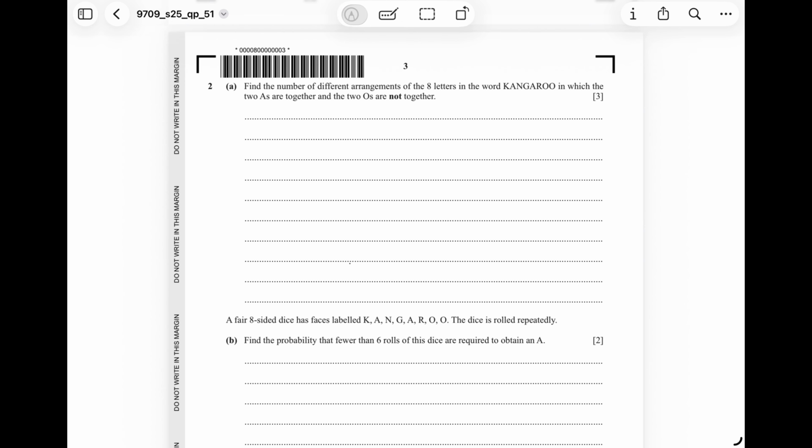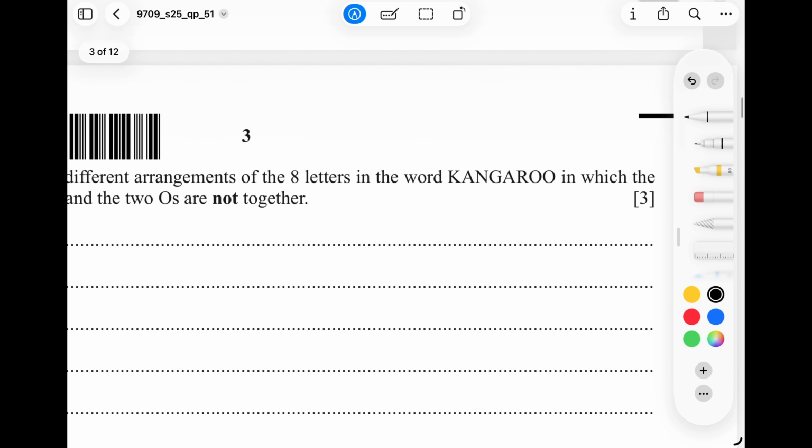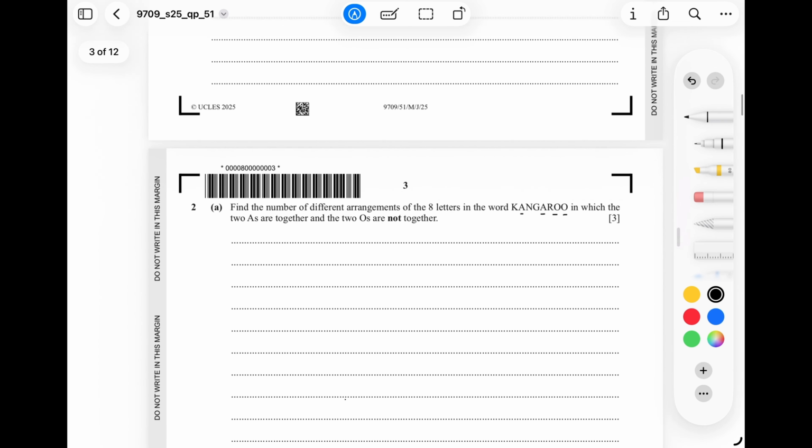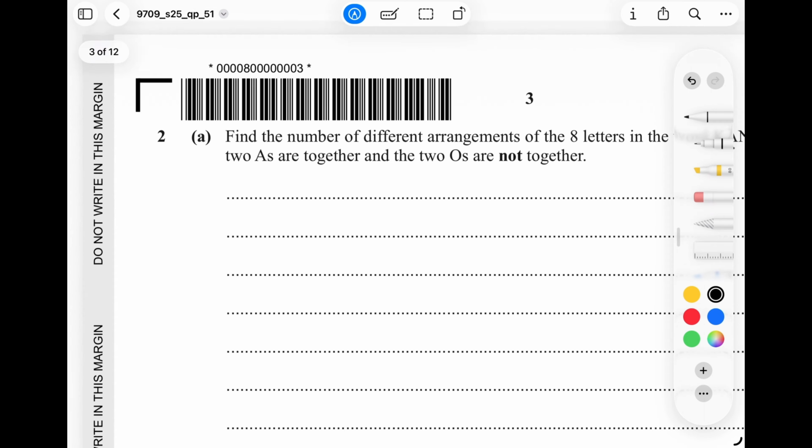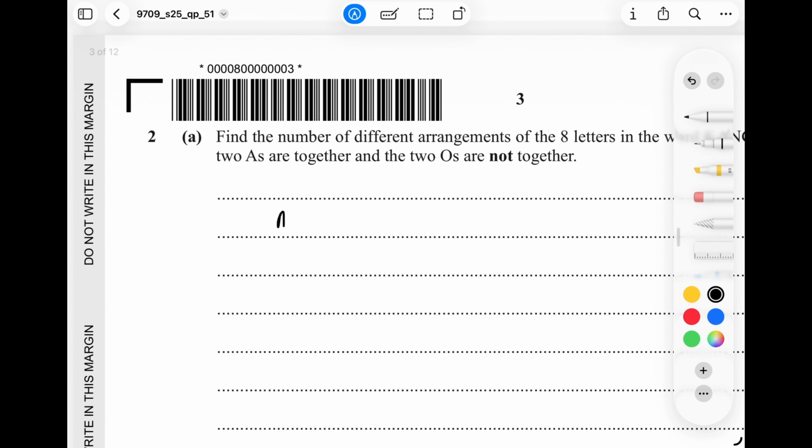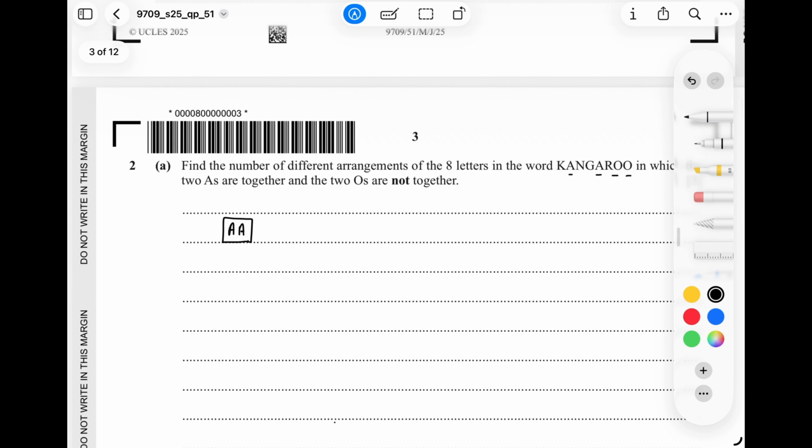So the first thing I'm going to do is count how many letters. There are 8 letters, right? And these are A's and these are O's. So without those, we'll have 4 letters. So the first condition is the two A's are together. So I'm going to write the two A's, and I'm going to put them in a box because they're together. Okay? And then the two O's are not together, but before I do that, let's do the other 4 letters, K, N, G, R. So that's 1, 2, 3, 4.